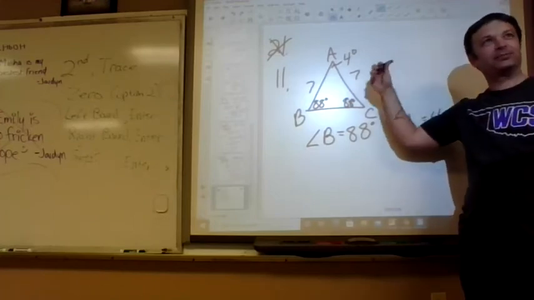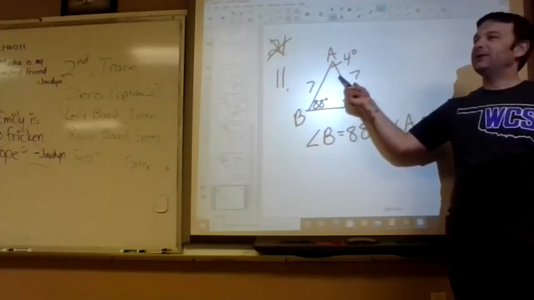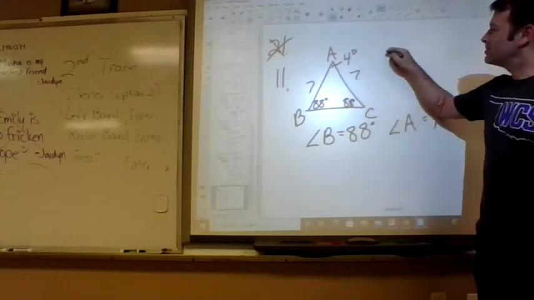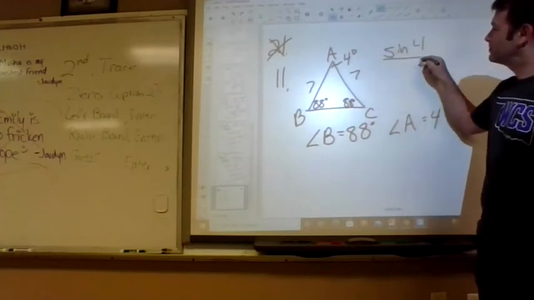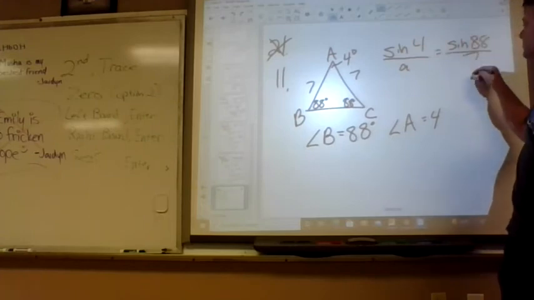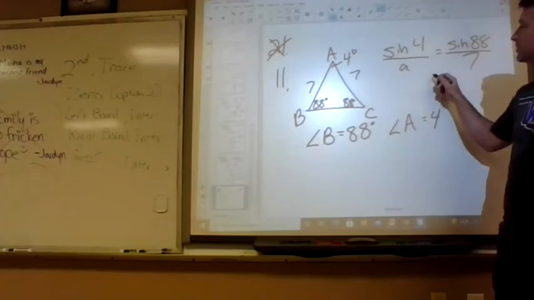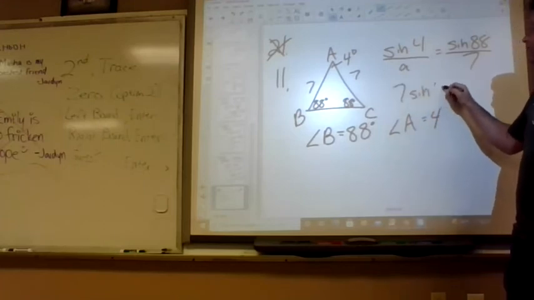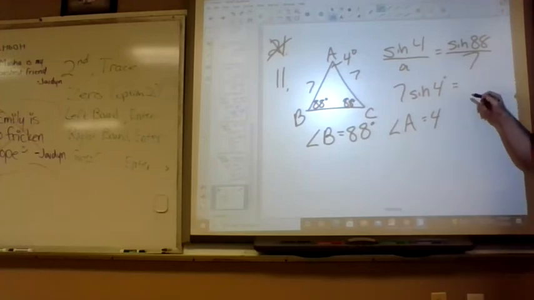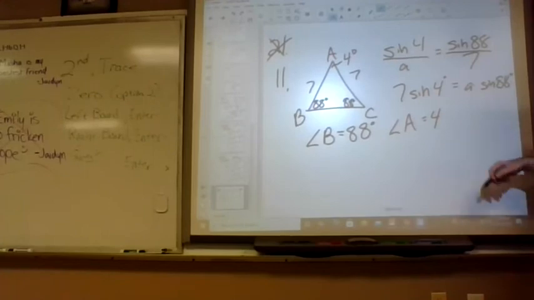Okay, anyways, move on. Sine of 4 over a equals sine of 88 over 7. So what you have to do is a equals 7 sine of 4 divided by sine of 88. What do you got here?